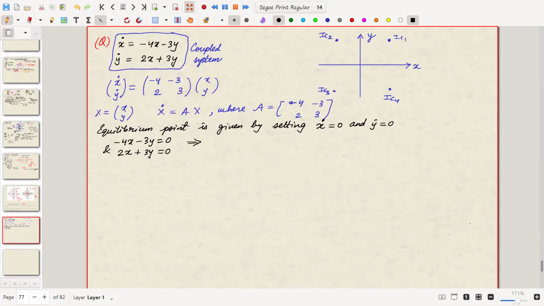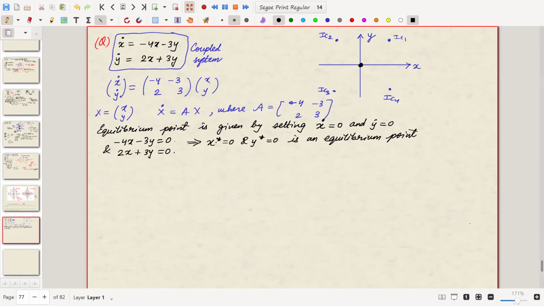Is it the only solution? Only one solution will exist, because this is a straight line, this is a straight line, and the intersection of two straight lines is a point. So you will have only one solution. So x star equals 0, y star equals 0 is an equilibrium point. Then what do you do? So 0, 0 is an equilibrium point.